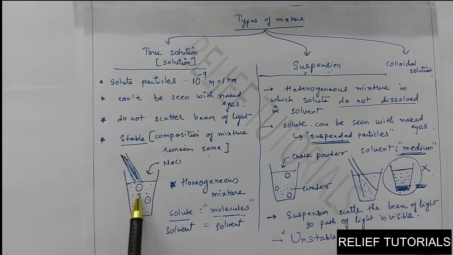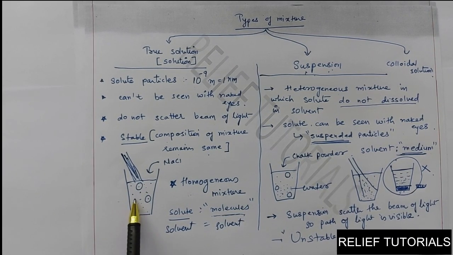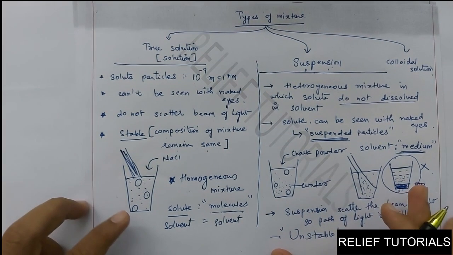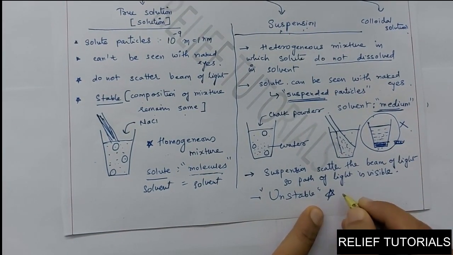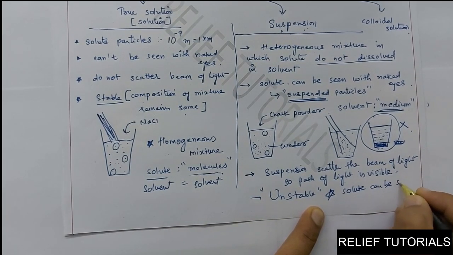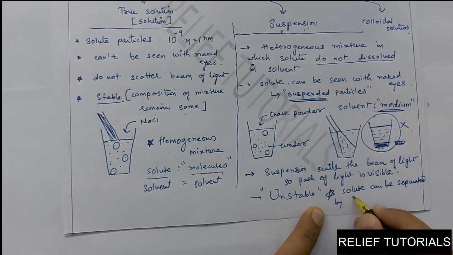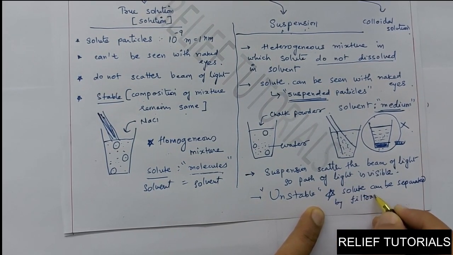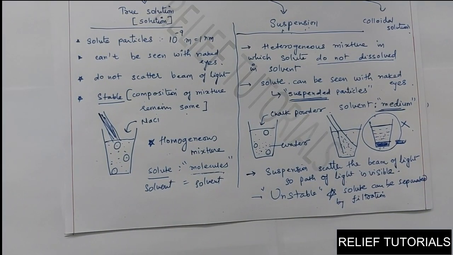Can we separate these two by filtration? In the true solution, particles are too small that they cannot be separated by filtration, but here the particles are quite big, big enough that they can be separated by filtration. So the last point of difference between these two is what? Here the solute can be separated by filtration process.